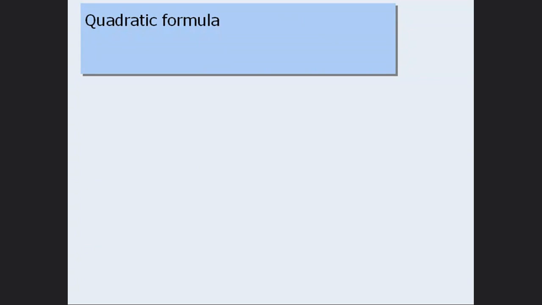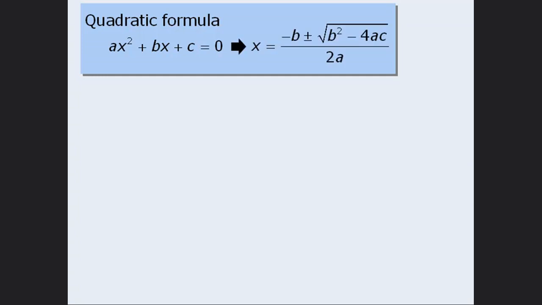The quadratic formula says that if you have a quadratic equation in the form ax squared plus bx plus c equals 0, then the solutions to that equation will be x equals negative b plus or minus the square root of b squared minus 4ac all over 2a. I'll explain the plus or minus part in a second. Let's use the quadratic formula to solve this equation.